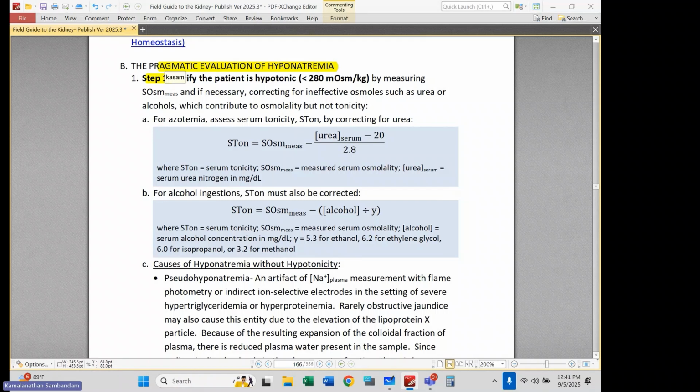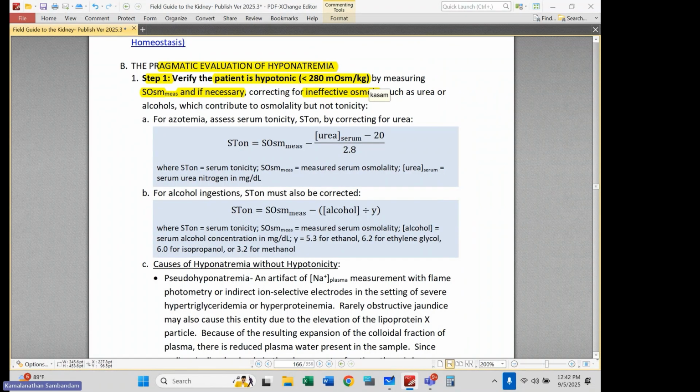First, you can use a step 1 to verify the patient is hypotonic. You measure the serum osmolality. Don't forget to correct for the ineffective osmols, okay? A classic mistake would be to take a patient who's in renal failure and has a BUN of 100, their sodium is 120. If you calculate their osmolality, it's going to be in the normal to high range. And you'll say, okay, this is pseudohyponatremia because their osmolality is not low.